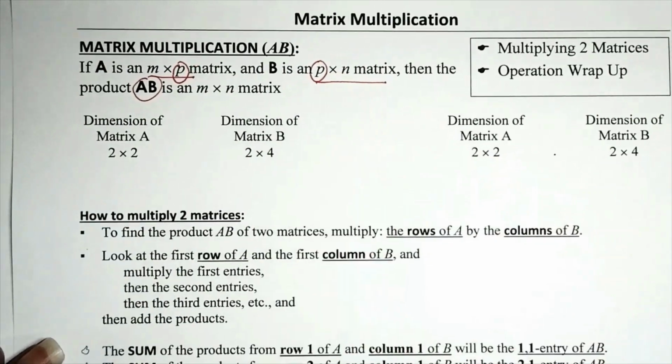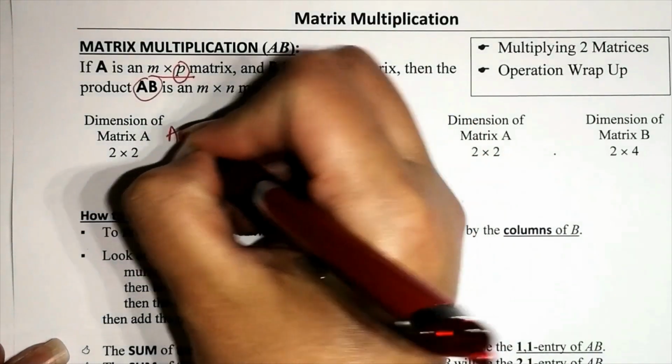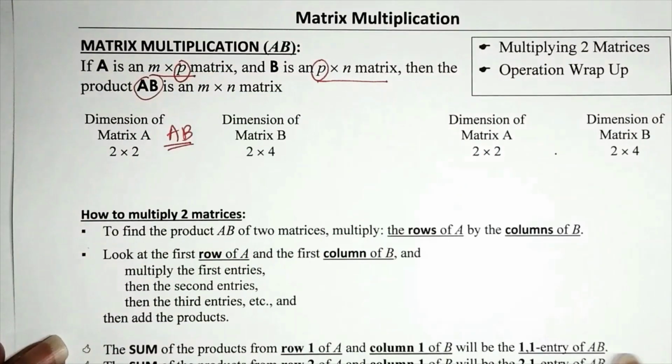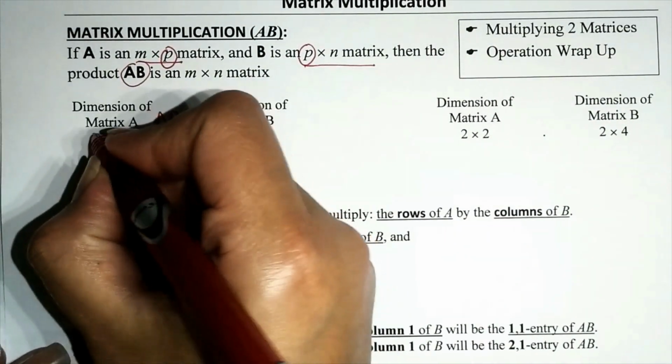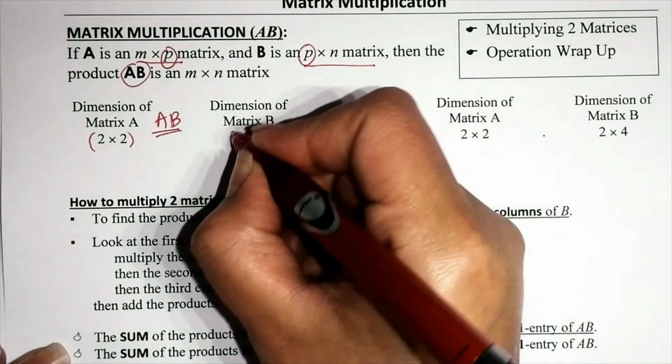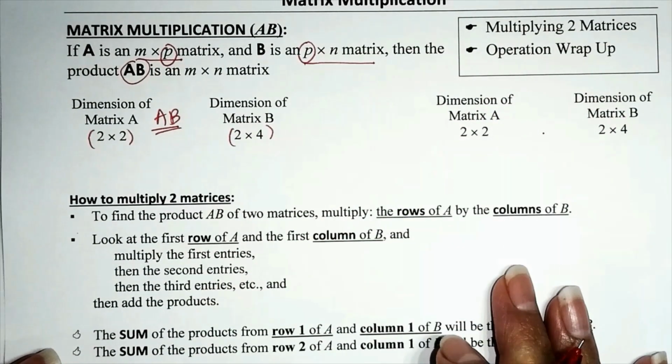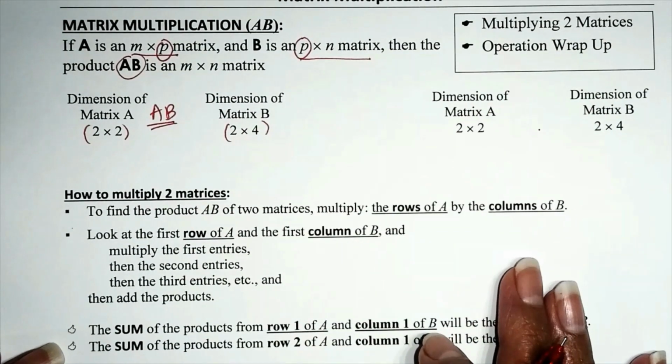So that's a lot of information. Suppose we were asked to list the dimensions of the product AB. Matrix A is a 2 by 2 matrix. Matrix B is a 2 by 4 matrix. So I want to know, is the product actually defined?